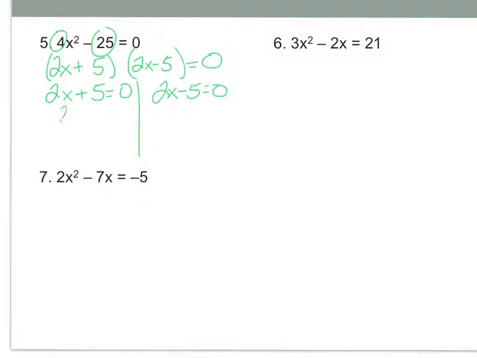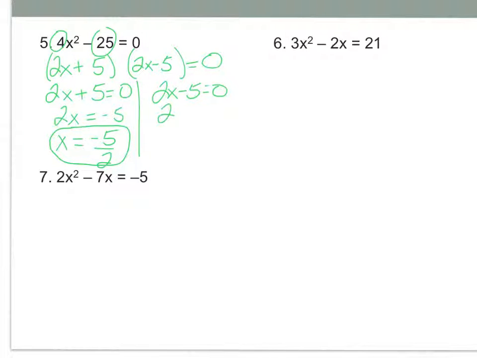Okay. First subtract 5. There we go. And then divide by 2. So x equals negative 5 halves. You could make that a decimal if you want, but I'm just going to leave it as a fraction since we're not going to be graphing or anything.